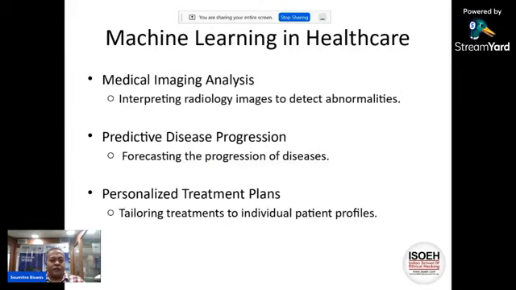Okay, next one is predictive disease progression. Suppose we are talking about some infectious disease like COVID-19. If you can predict how fast it is going to spread, the portion of the population it is going to spread more, the amount of fatality it may cause, those kinds of things can be very, very useful, and it is done.